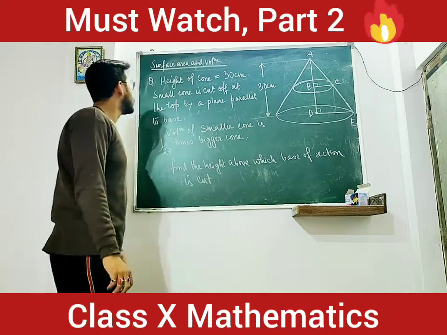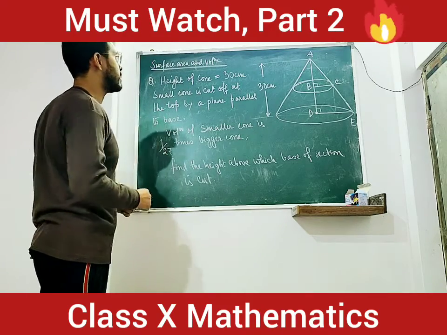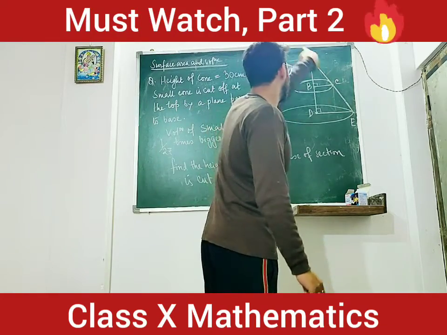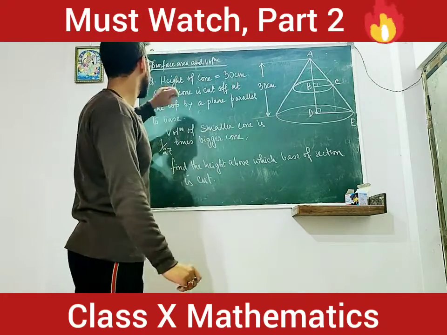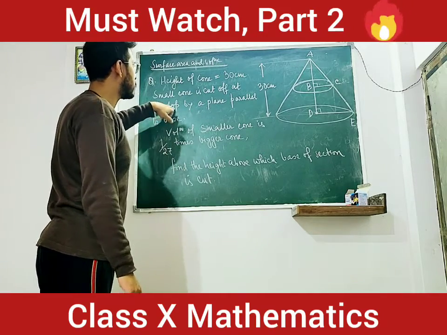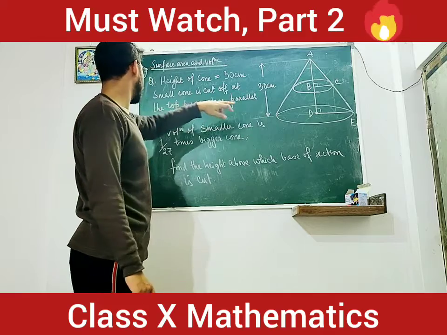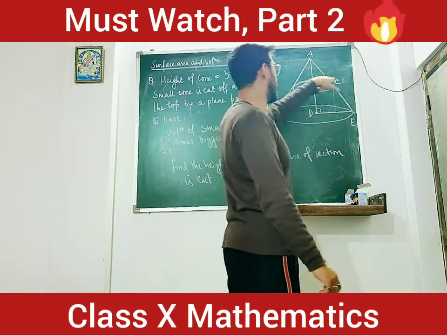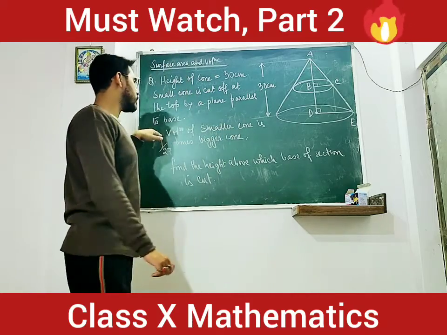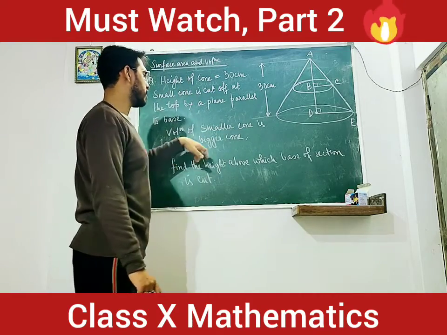So the next question is from surface area and volume. The question says that the height of the cone is 30. So this is the bigger cone, which has a height of 30 centimeters. A small cone is cut off at the top by a plane parallel to the base. So this is the base of the smaller cone. So it has been cut off. The volume of the smaller cone is 1 by 27 times the bigger cone.